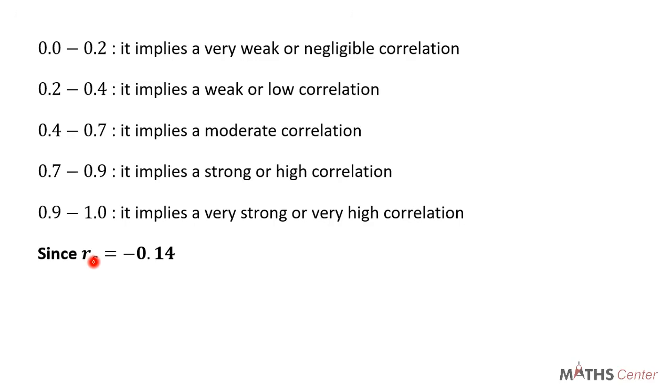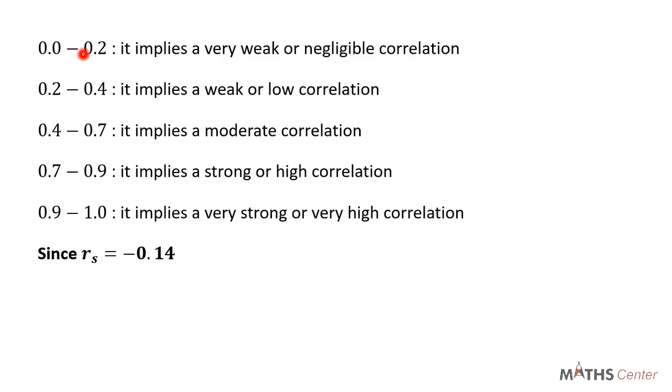Here, our Spearman's rank correlation coefficient is negative 0.14. The negative tells us that it is in the negative direction, which means that as one value increases, the other decreases. So we have a negative correlation here. Now, the value here is 0.14. So we will look through these ranges and find which one 0.14 falls within. As you can see, 0.14 will fall within the first one, 0 to 0.2. 0.14 falls within this range.